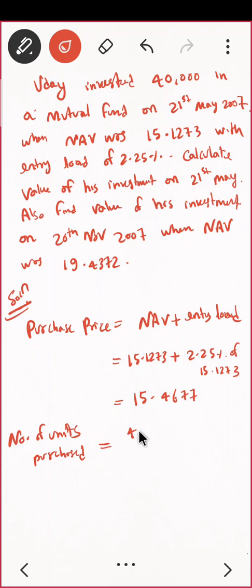So what is your investment? 40,000 divided by price per unit, that is 15.4677. Just divide it and tell me the answer. Okay, so I'll write that: 2586.034. This is the number of units.